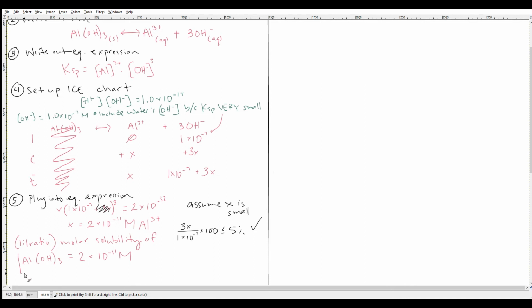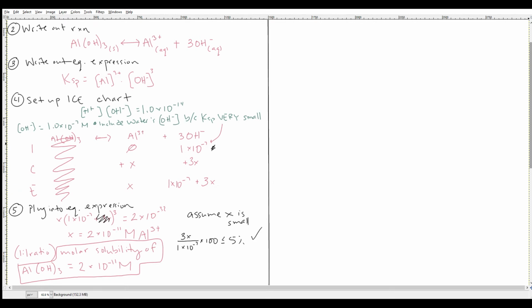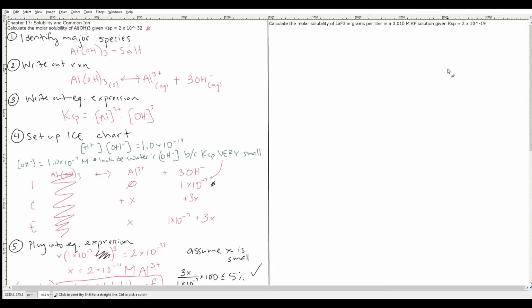So there's that. Alright, so this was called a common ion solubility problem because we had hydroxides in common. And we had to include those hydroxides because the Ksp was so small that water's hydroxide contribution was actually substantial.